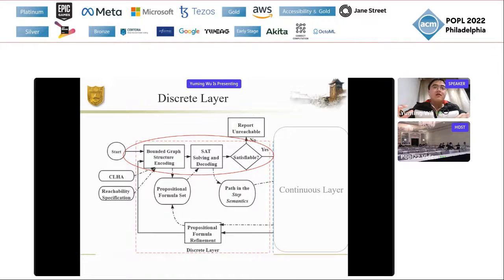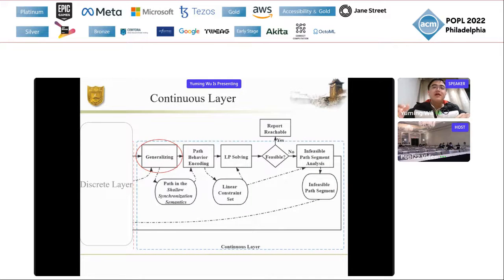In the discrete layer, we enumerate candidate paths by a SAT solver, and we encode each of its solutions into a candidate compositional path in the step semantics. For each candidate path, if it is then checked to be infeasible in the continuous layer, we use it to refine the SAT formula set. The path enumeration process in the discrete layer doesn't stop until there is no candidate path, which means the SAT formula, or the SAT problem, becomes unsatisfiable.